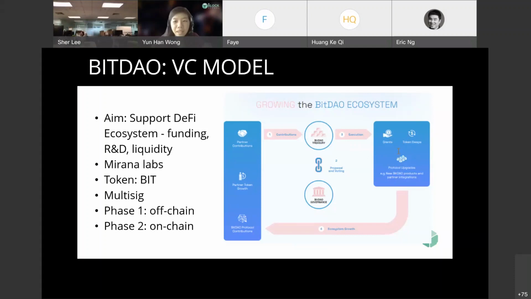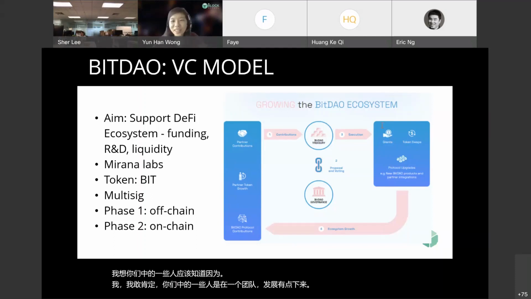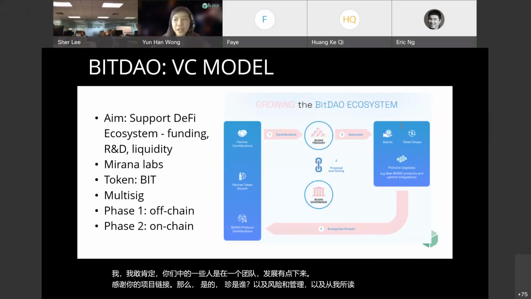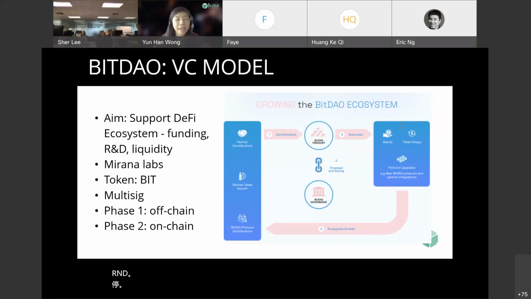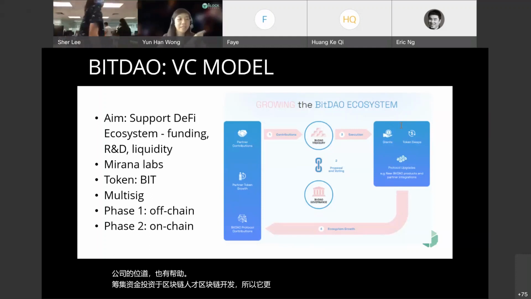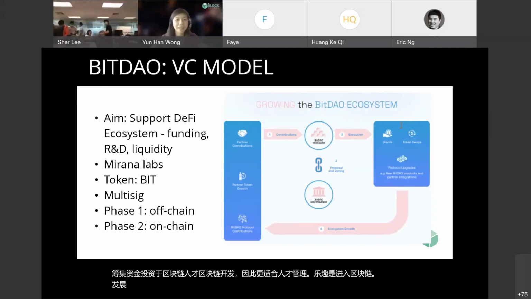Nobody? I think some of you should know, because I'm pretty sure some of you are in a team that developed BitDAO. Oh, thank you, Item, for the link. So yes, Hui Xian as well, risk and management. And from what I read, Mirana Labs is actually an R&D subsidiary of BitDAO that helps to raise funds, invest in blockchain talents, blockchain development. So it's more for talent management, and the funds go into blockchain development and talent management, something like this.